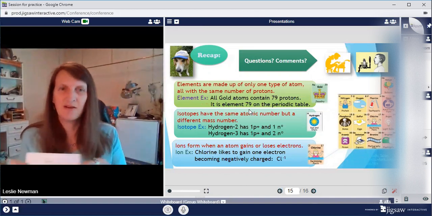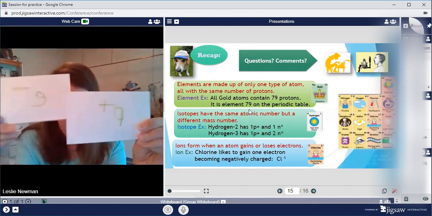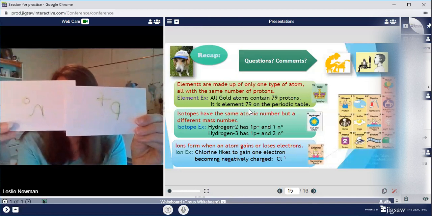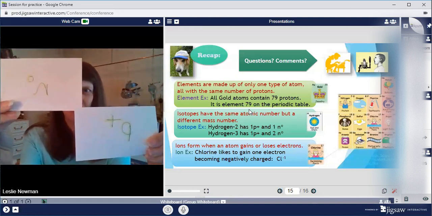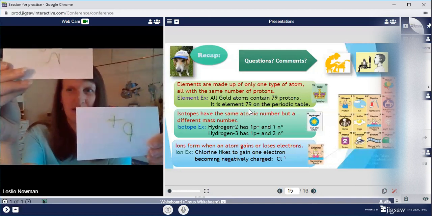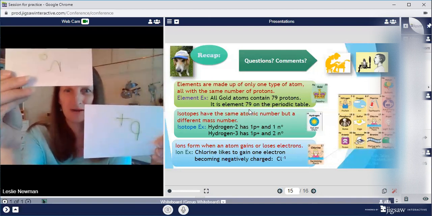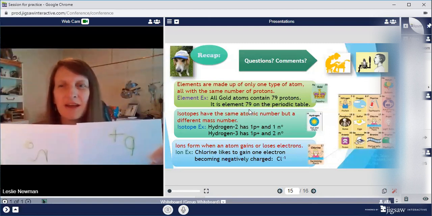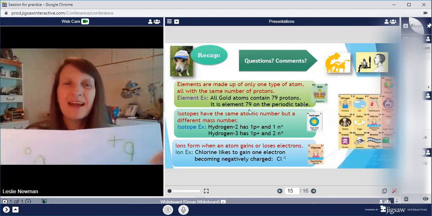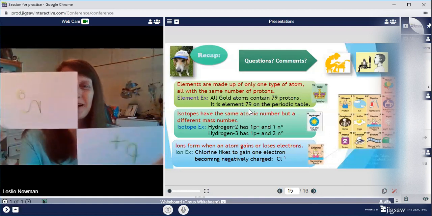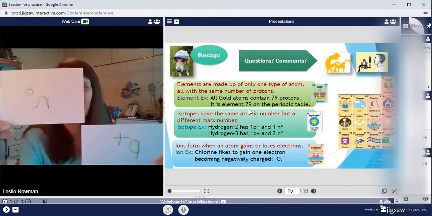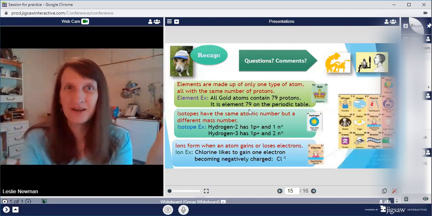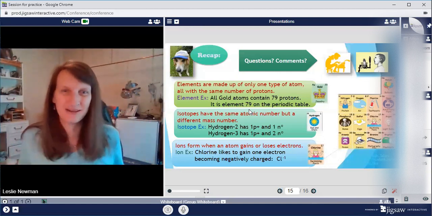Isotopes have the same number of protons, different number of neutrons. So hydrogen-2 has 1 proton and 2 neutrons. Hydrogen-3 has 1 proton and 3 neutrons. I'm sorry, I said that totally wrong. Hydrogen-2 has 1 proton and 1 neutron for a total of 2. And hydrogen-3 has 1 proton and 2 neutrons for a total of 3. Did anyone catch my error when I made it the first time? That's good. If you ever think I'm making an error, please point it out to me.